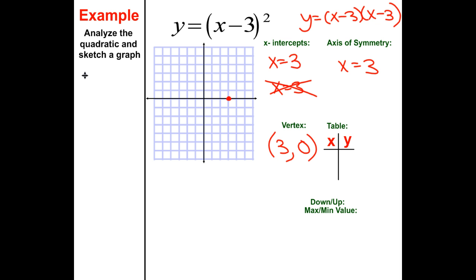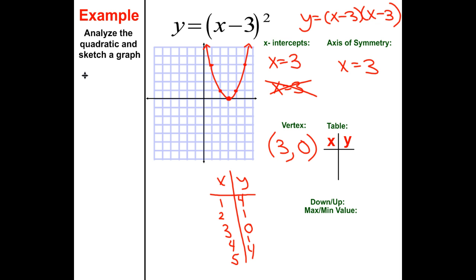Now I know, just like before, I'm going to go around the 3, 0. So I'm going to make my table a little bit bigger, x, y. I'm going to do 3, 2, 1, 4, 5. 2 minus 3 is -1 squared is 1. 1 minus 3 is -2 squared is 4. So I know it's going to be 1 and 4. Graph my points here. And then we just shade it in up there.